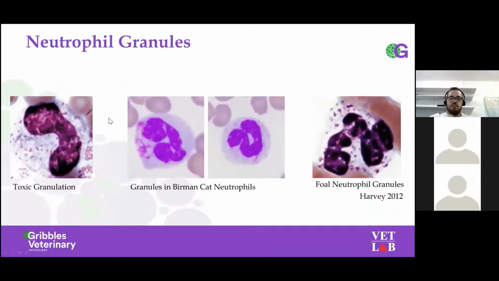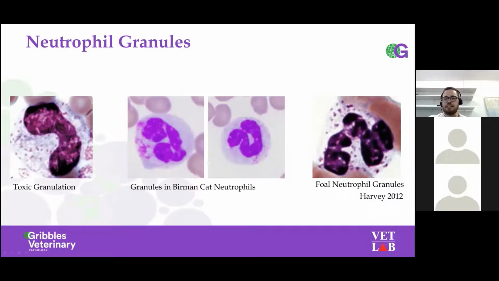Okay, and just a couple other changes to keep in mind, changes that aren't toxic change, but you could potentially confuse for it. Burmese cats, as a breed, can have pink granules in their neutrophil cytoplasm. It's thought to be an inherited condition and is not associated with illness or clinical issues. So if you see pink granules in the neutrophils and it's a Burmese cat, it's probably going to be just a normal or breed-related change.